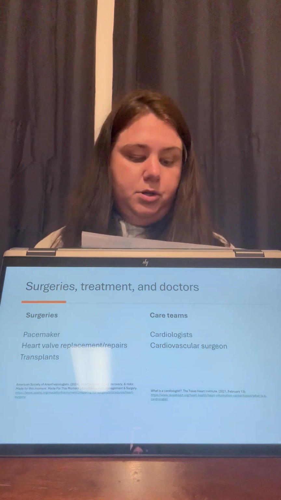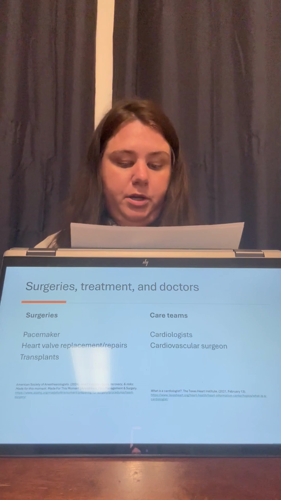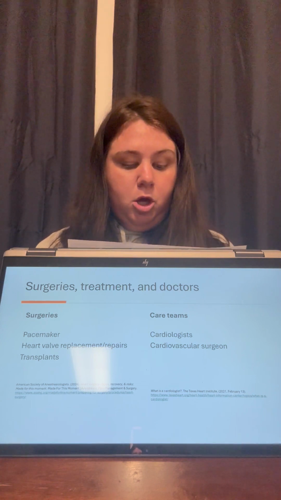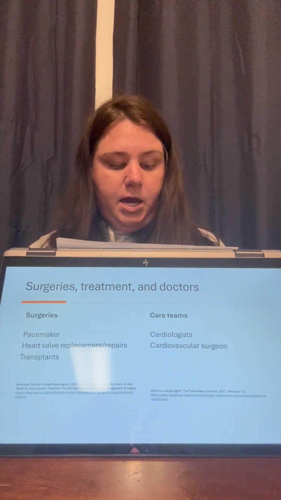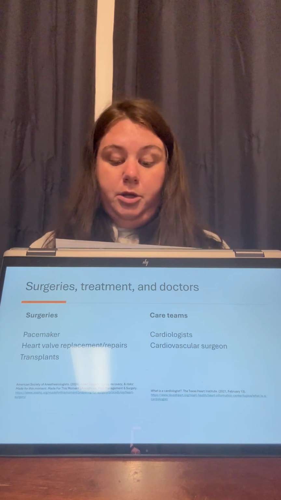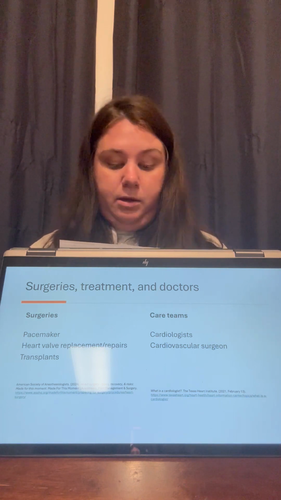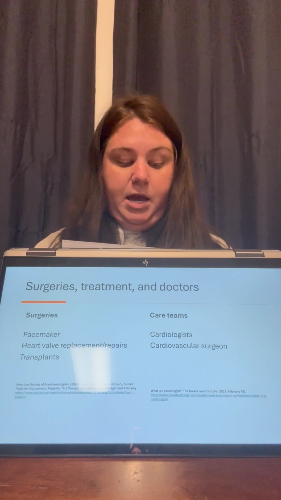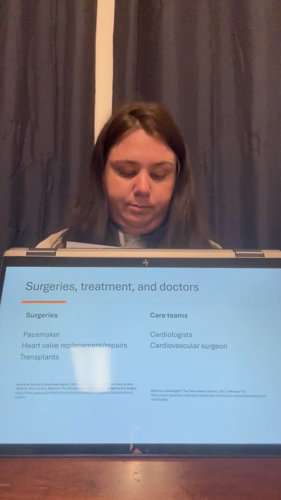Surgeries, treatments, doctors. There are treatment options for heart conditions, depending on the heart condition. There are lots of different surgeries, but I will just go over a few. One of them is having a pacemaker implanted. There are medications that cardiologists could try first, and if that doesn't work and you're still having irregular heartbeats, this is when a surgery could be done where a pacemaker is implanted, which would detect if the heart is not beating correctly and could mechanically help make your heart beat.